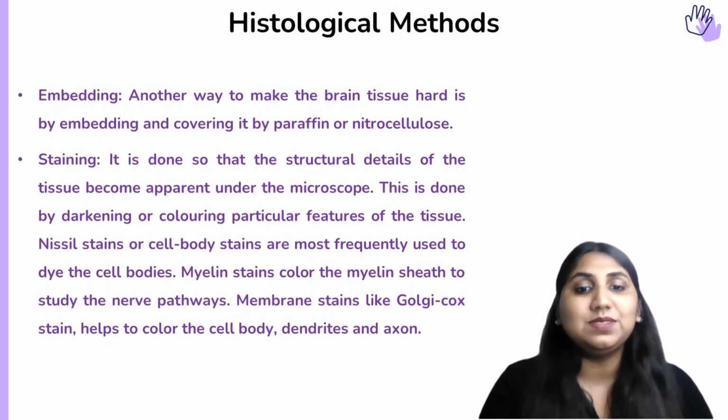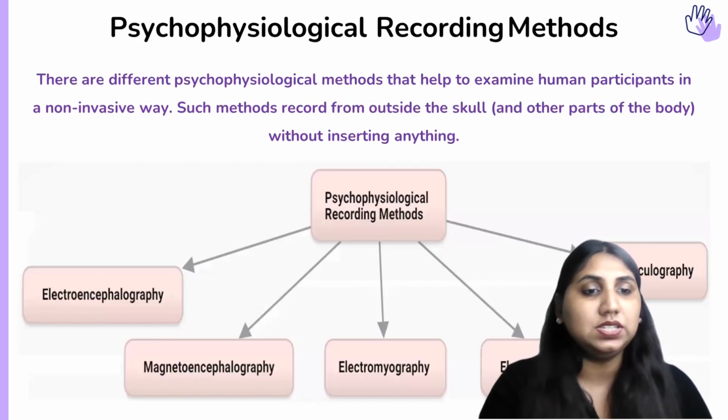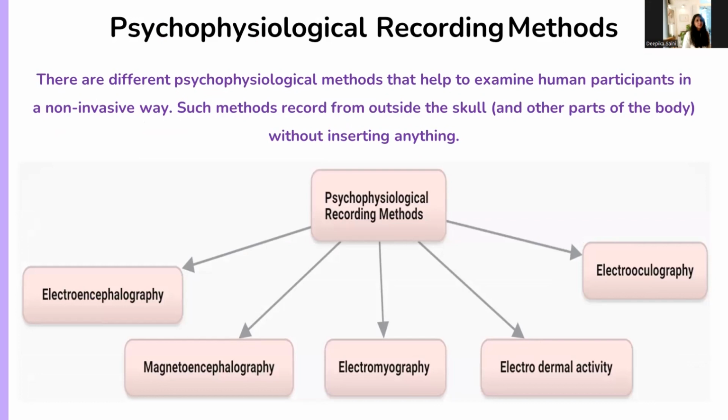All right, now let's move ahead to the next aspect, which is the psychophysiological recording methods. There are a variety of these. We have electrooculography, electrodermal activity, electromyography, magnetoencephalography, and electroencephalography. These are known as EOG, EDA, EMG, MEG, and EEG. These are all short forms, and they are non-invasive ways.